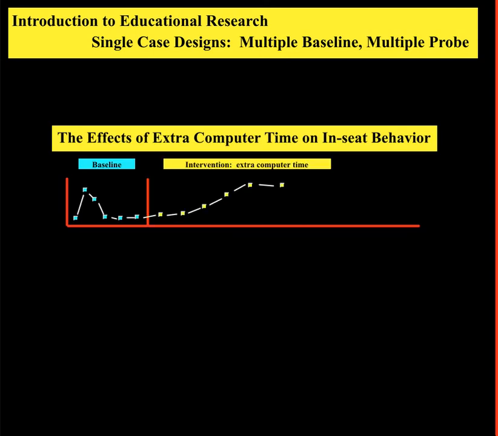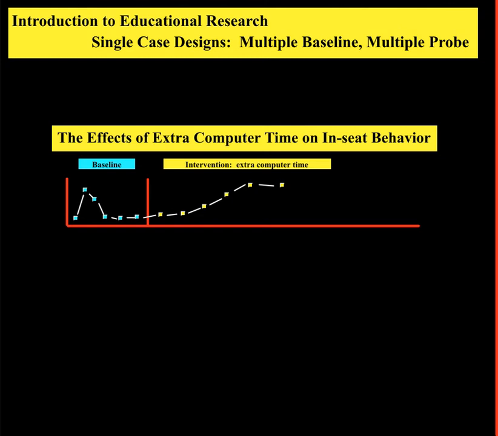Okay, now let's take a quick look at just an AB design. Here we have an experiment, the effects of extra computer time on in-seat behavior. We have baseline data, and then we have an intervention, which is the extra computer time. You can see that the baseline data eventually stabilized, and once it stabilized, there was an intervention. We'll assume the data moved in a therapeutic direction.